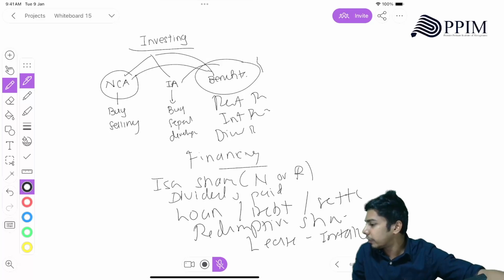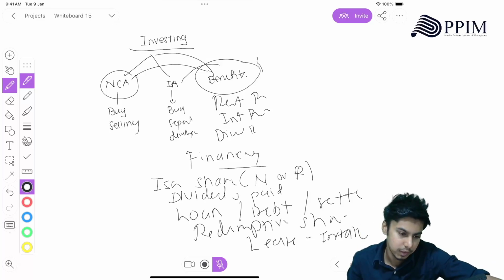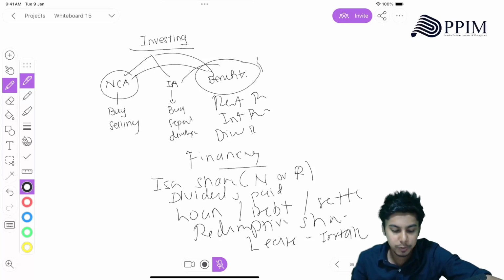Receiving a government grant, that also comes under financing activities because it's like a loan, right? It's a liability. So receipt of a government grant will also come here.